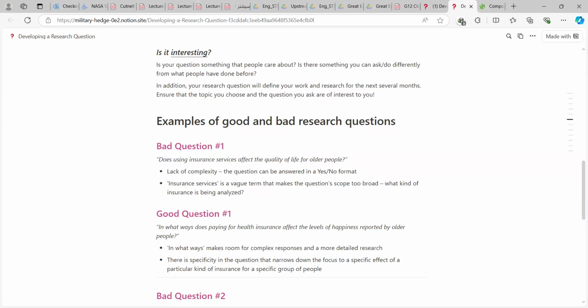There's also specificity in the question that narrows down to focus on a specific effect of a particular kind of insurance for a specific group of people. It mentions health insurance and also older people. So yes, it's specific. Is it clear for you now? Do you get it?